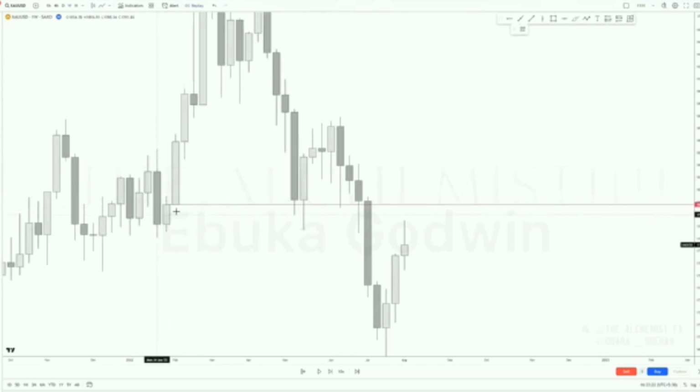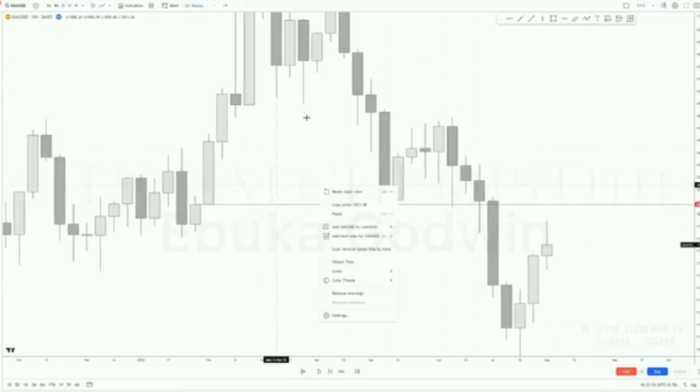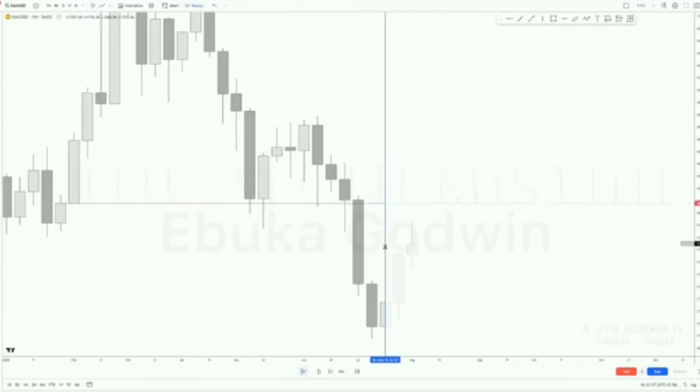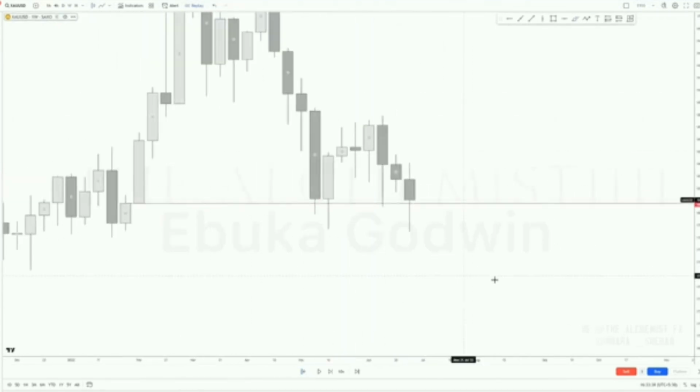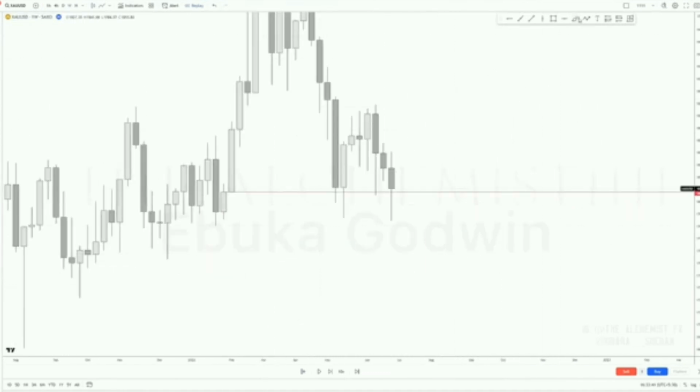Now, can you see how this level was used as a support? See, rejected here, rejected here, rejected here. But this candle broke it. So once a support is broken, first of all, at this point, if I put the replay tool here, at this current moment, this zone is what? This zone is a support, right? That is why the market kept closing above it.